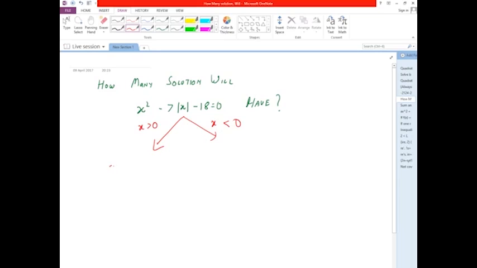If x greater than 0, this equation is x squared minus 7x minus 18 equal to 0. If x less than 0, this equation becomes x squared plus 7x minus 18 equal to 0. Now, you can find whether this will have two solutions or not, but those solutions need to be positive for those solutions to be valid.